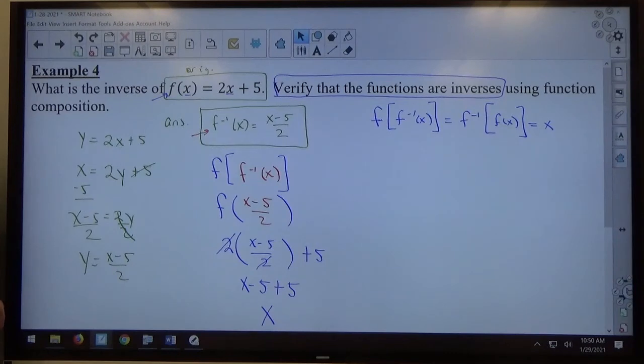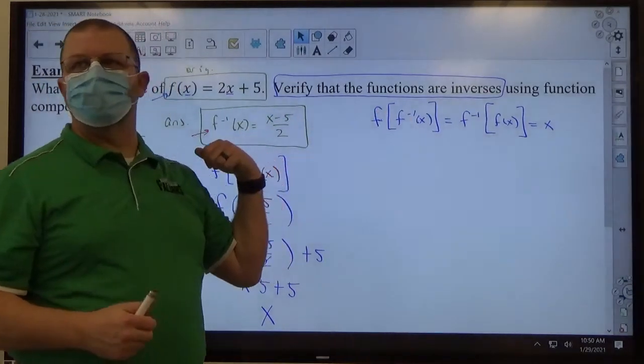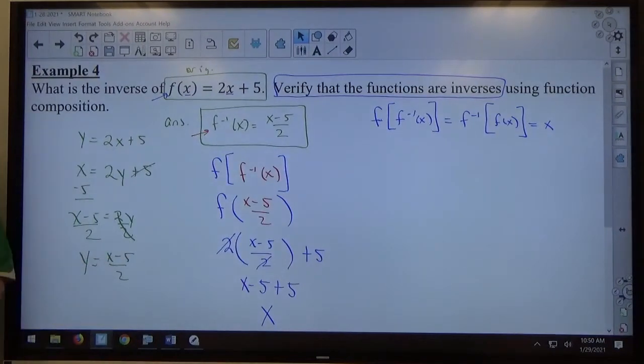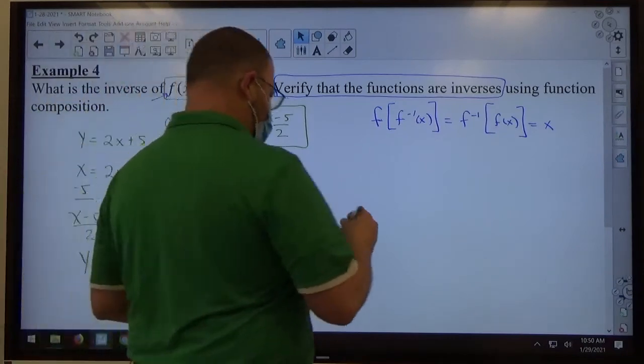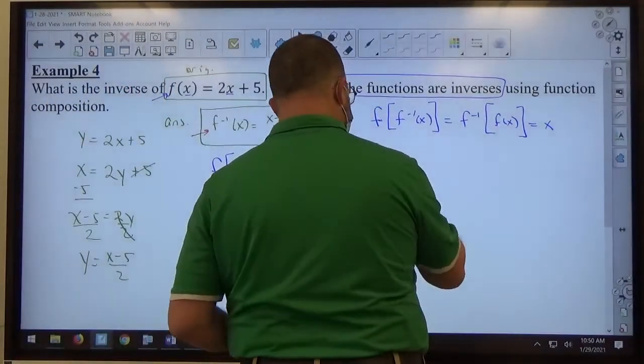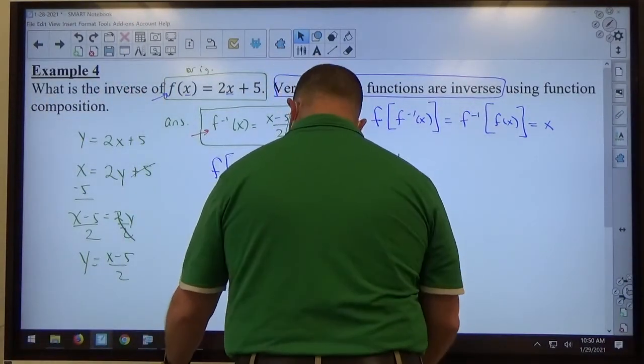If you do a function composition with a function and its inverse, you should get x as the answer. So we verified that that order works. F of f inverse became x. You might recall from the last chapter also that function composition is not commutative. So just because that equals x doesn't mean the other direction equals x. We have to check the other direction. So I'm going to do f inverse of f of x.